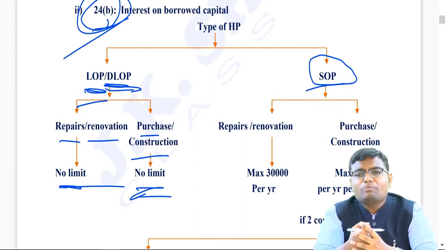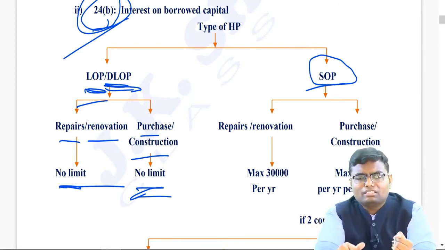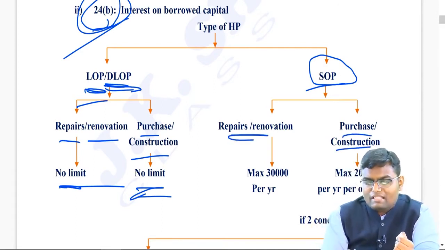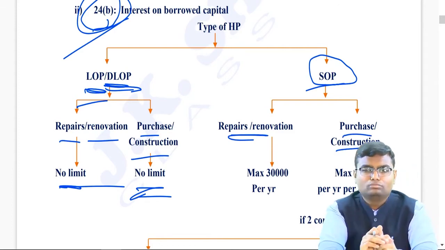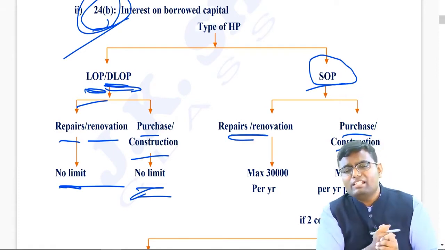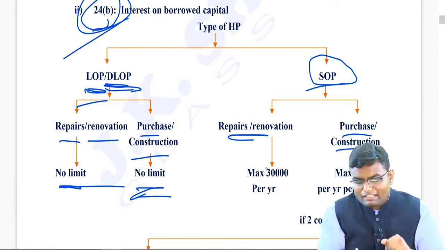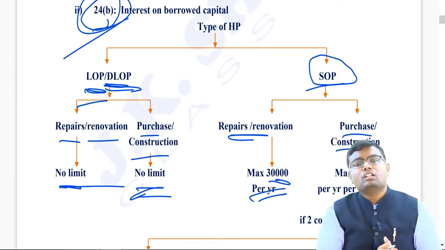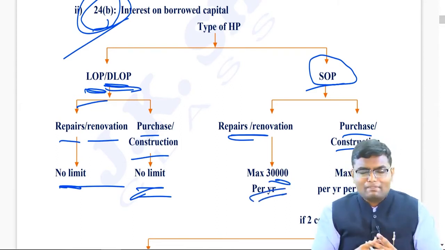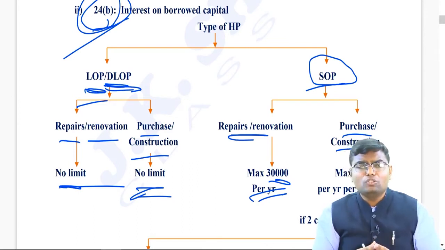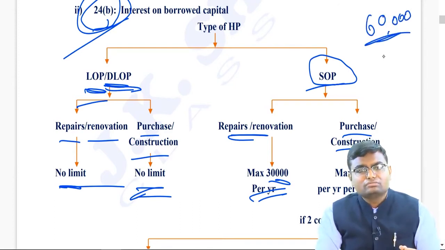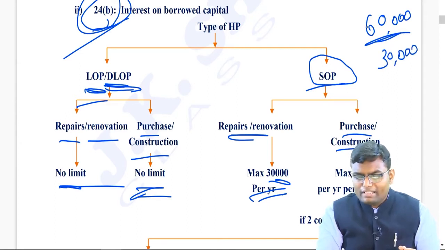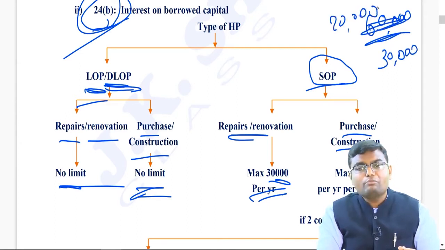So if it is a self-occupied property, you see for which purpose you have taken the loan. If it is repair, renovation or purchase, construction. If it is repair, renovation, here without limit, no. Income is 0, so deduction will be granted up to a certain limit, and the limit is maximum 30,000 per year. For example, I have a property in which I am staying. I have taken a loan to do repairs or renovation of that house, and this year the interest is coming to 60,000. What will be the deduction? 30,000. What if my interest would have been only 20,000? What would have been the deduction?